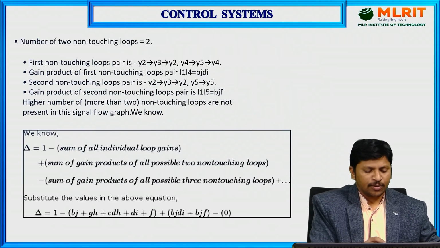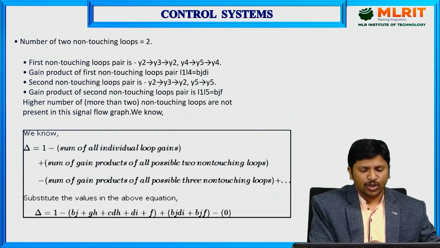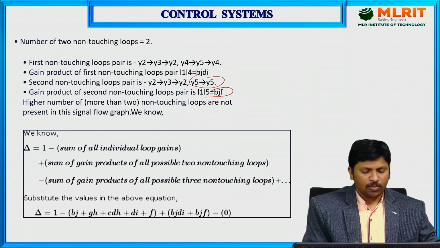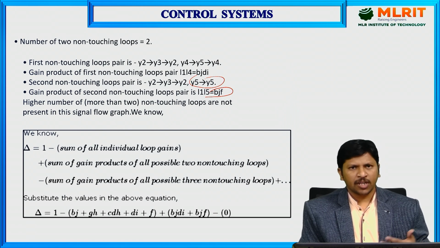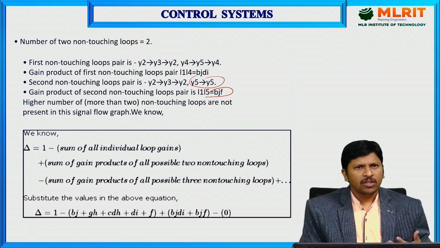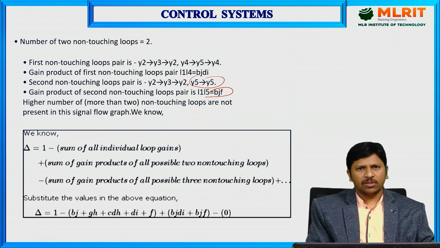Just observe here, y2 to y3, y3 to y2, and y5 is the self loop. The product of these two values is just to multiply them. Are there any more 3 non-touching, 4 non-touching, or 5 non-touching loops available? No. So no more non-touching loops are available in the given signal flow graph.